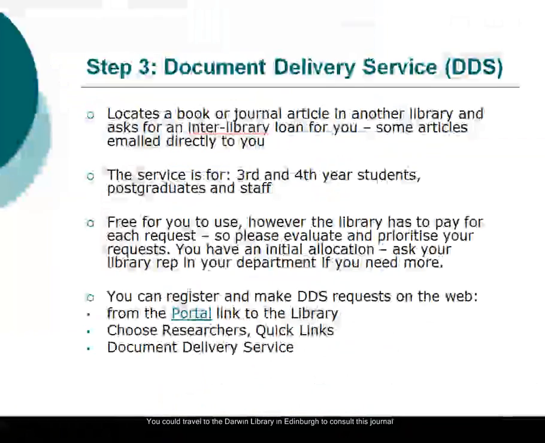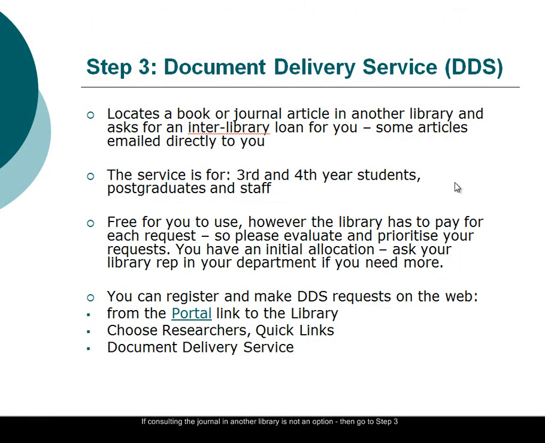So far we've looked at accessing journal articles if Stirling has access to them, and if not, travelling to another library. But what do you do if another library nearby doesn't have access to the journal, or you don't want to travel? This is step 3, the document delivery service. We locate a book or journal article in another library and we ask for an interlibrary loan. Some articles will be sent in paper copy and some will be emailed directly to you.